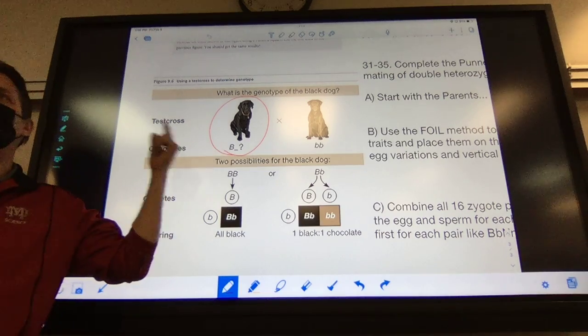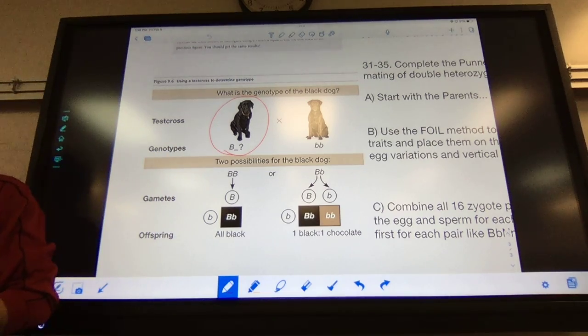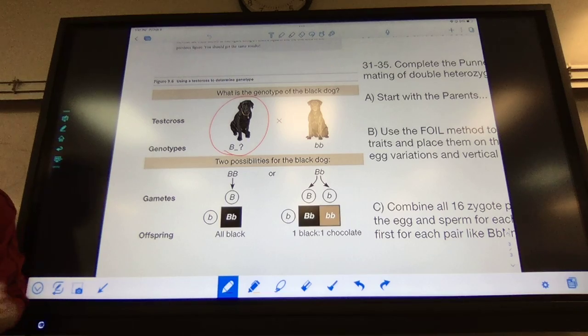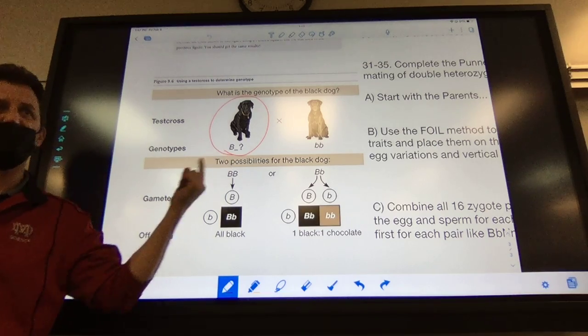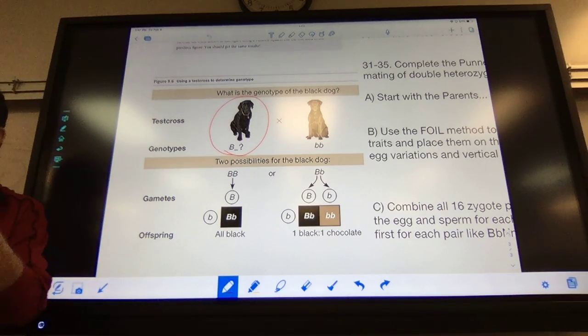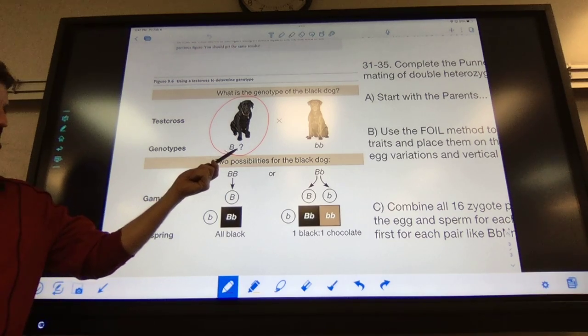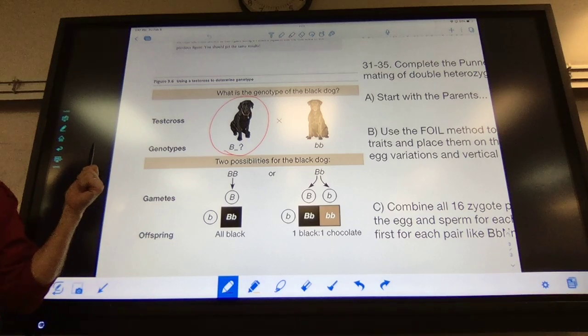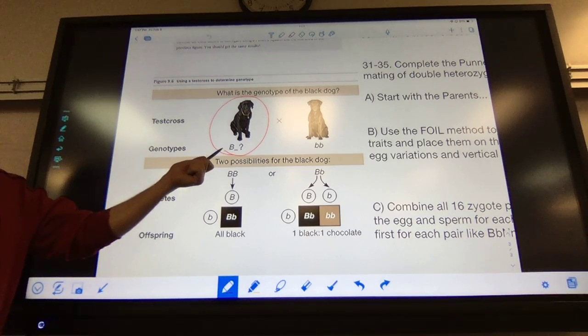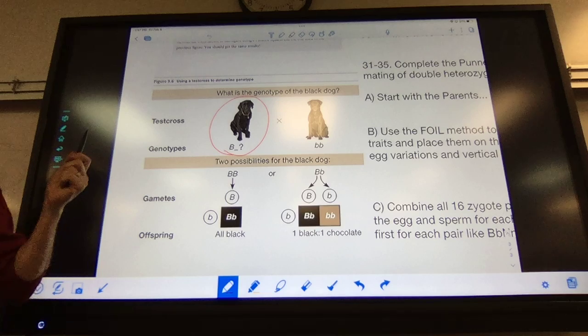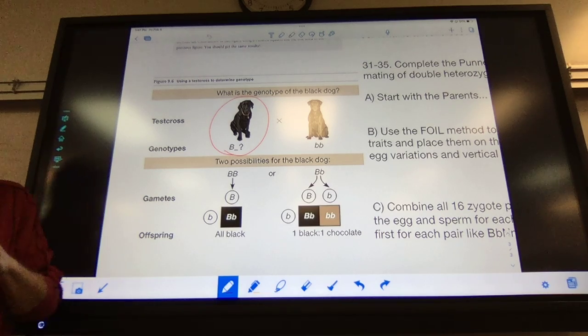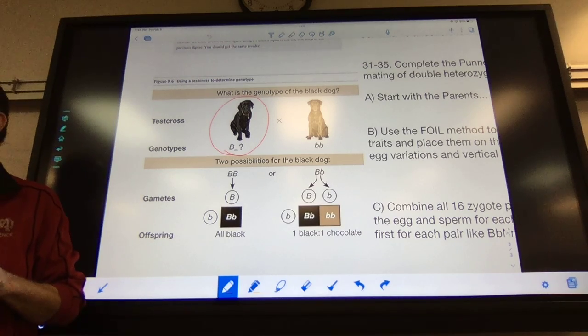To be black, you have to have one capital dominant letter B. So we don't know what the second gene is that it has. All genes come in pairs. We don't know if that's a capital letter B or a lowercase letter b. He'll still be black. As long as you have one of the dominant genes, that's going to be expressed. That's what the law of dominance states.